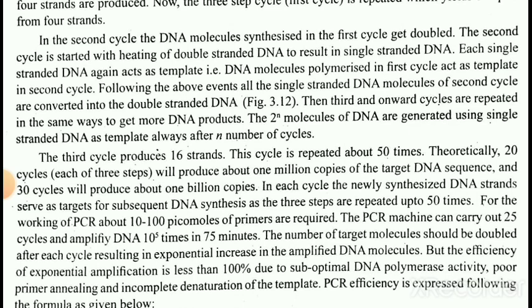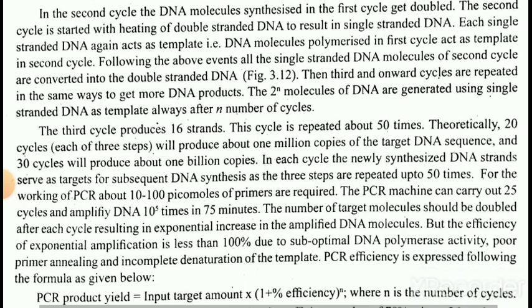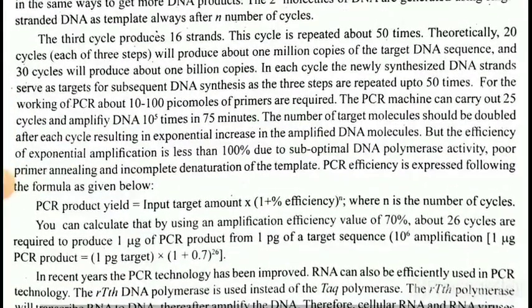Following the above events, all the single-stranded DNA molecules of the second cycle are converted into double-stranded DNA, figure 3.12. Then the third and onward cycles are repeated in the same way to get more DNA products. 2^n molecules of DNA are generated after n number of cycles. The third cycle produces 16 strands. This cycle is repeated about 50 times. Theoretically, 20 cycles, each of 3 steps, will produce about 1 million copies of the target DNA sequence, and 30 cycles will produce about 1 billion copies.